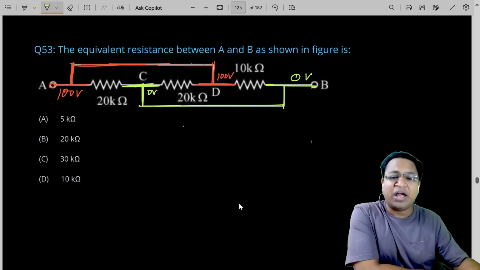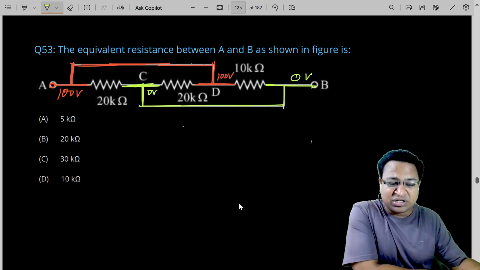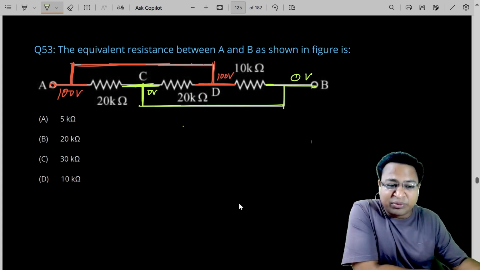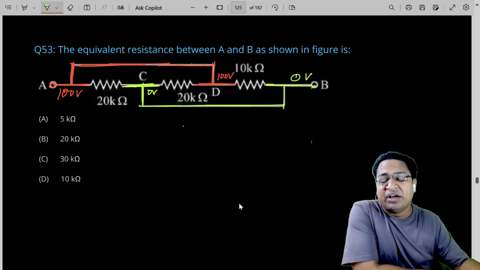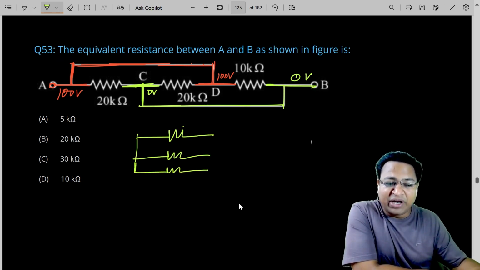If you have any reservations regarding how we can assume this to be zero and this to be 100, you may choose them to be VA and VB. What I'm trying to figure out is only this, that the 20 kilo ohm resistor on one side has VA and on the other side has VB voltage. Similarly, this other 20 kilo ohm resistance has VA on one side and VB on the other side, and that is true even for this 10 kilo ohm resistor. So all three resistors, the 10 kilo ohm, the 20 kilo ohm, and the other 20 kilo ohm, have one end at the same potential, which is VA, and the other end at the same potential, which is VB.